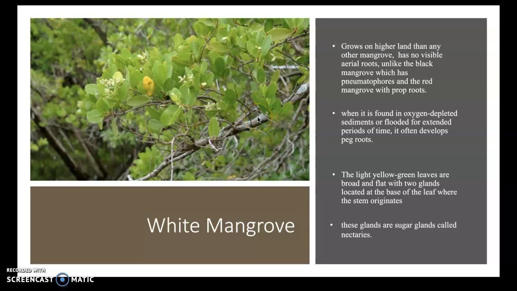When it is found in oxygen-depleted sediments or flooded for extended periods of time, it often develops peg roots. The light yellow-green leaves are broad and flat with two glands located at the base of the leaf where the stem originates. These glands are called nectaries.